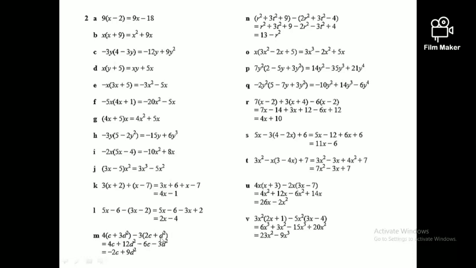Minus 3 to d squared is minus 3d squared. With that, you can operate 4c minus 6c is minus 2c. 12d squared minus 3d squared is 9d squared. Like that, you can operate these brackets, right?